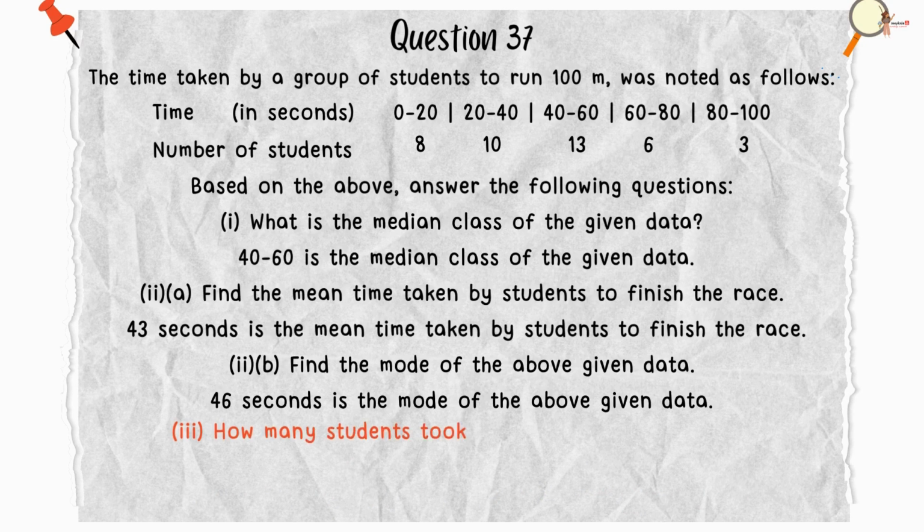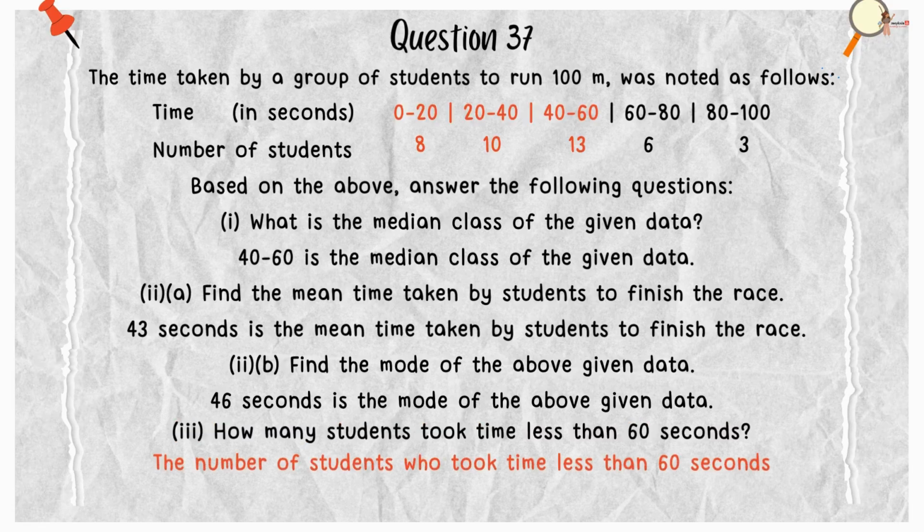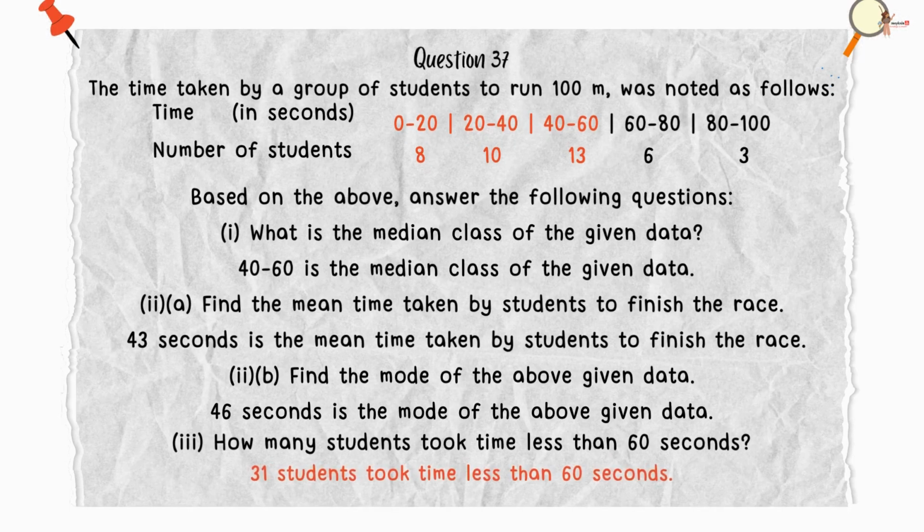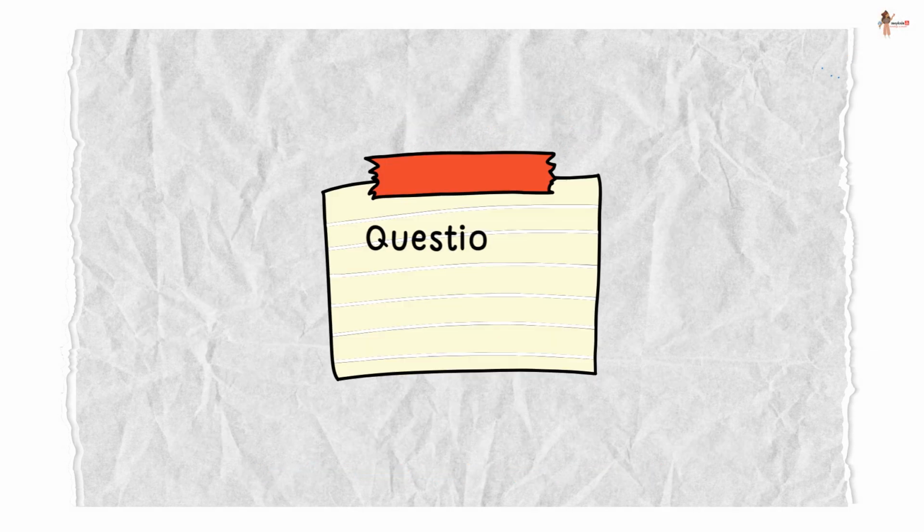The last part is how many students took time less than 60 seconds. So it will be 8 plus 10 plus 13 because all of them took time less than 60 seconds. Therefore, a total of 31 students took time less than 60 seconds.